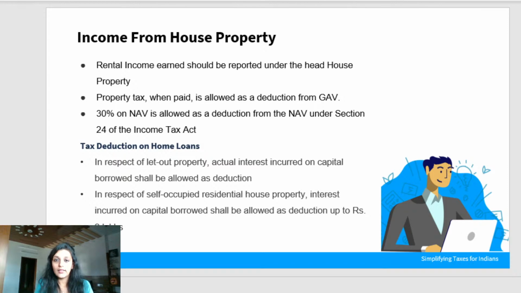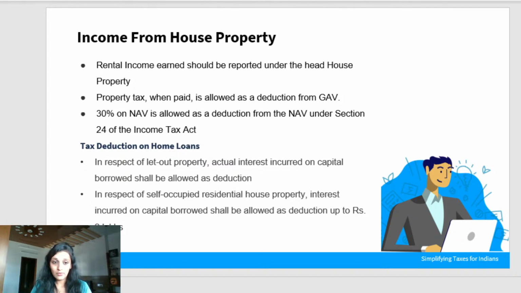If you have taken any home loan, then you will be getting tax deductions on that. So homeowners can claim a deduction of up to rupees 2 lakhs on their home loan interest if the owner or his family resides in the house property. The same treatment will also apply if the house is vacant.